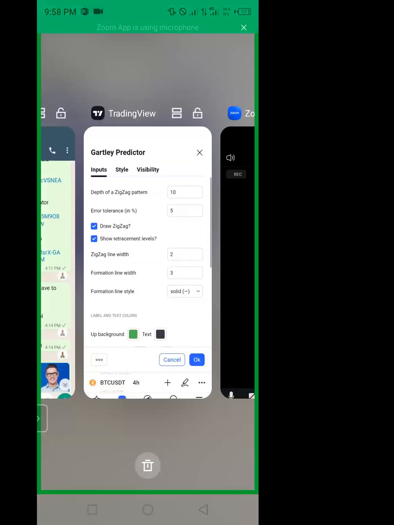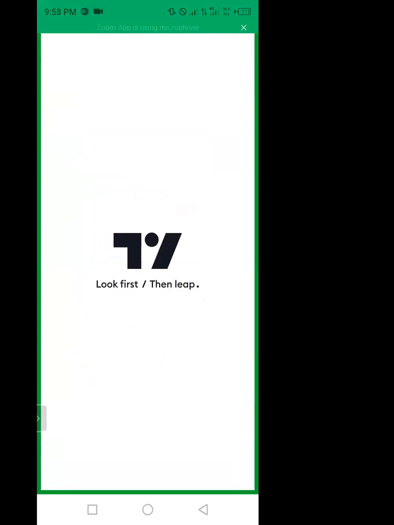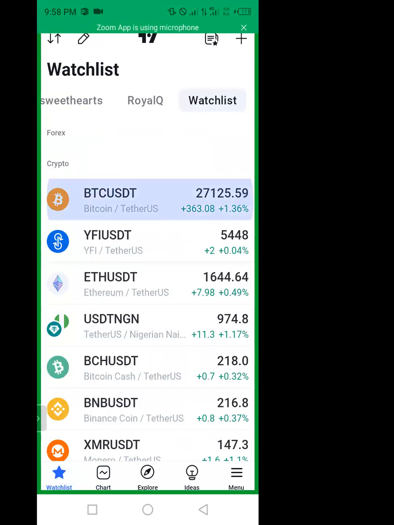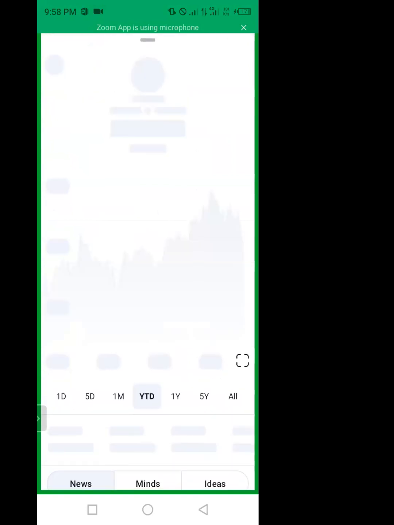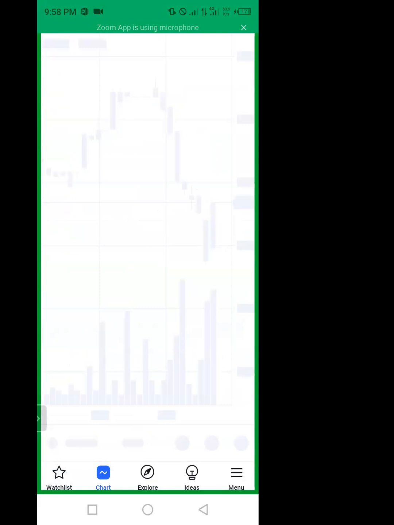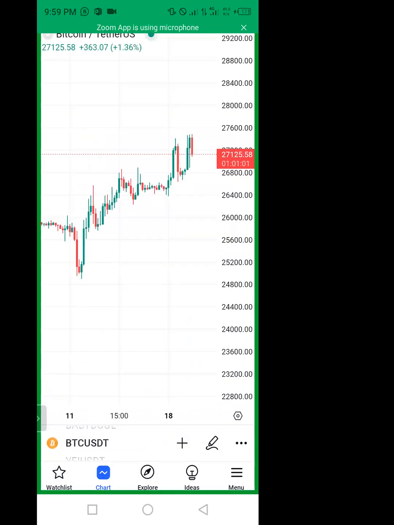Okay, I was saying that the GARTLEY predictor, someone was asking, when do I use it? When you are doing analysis, it is always important to use 2 or 3 indicators. When you see that all of them are saying the same thing, then you can put in a trade, okay? It is a confirmation that what you have seen or what you are thinking is going to happen, it is true.